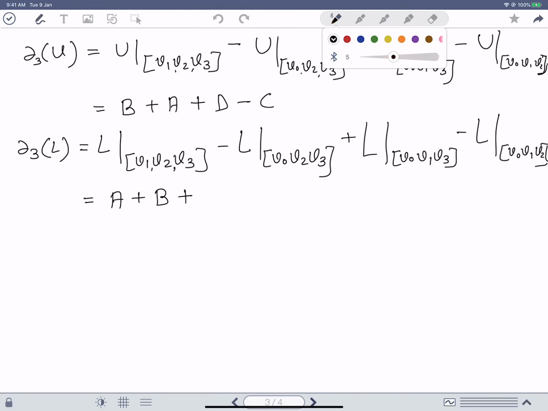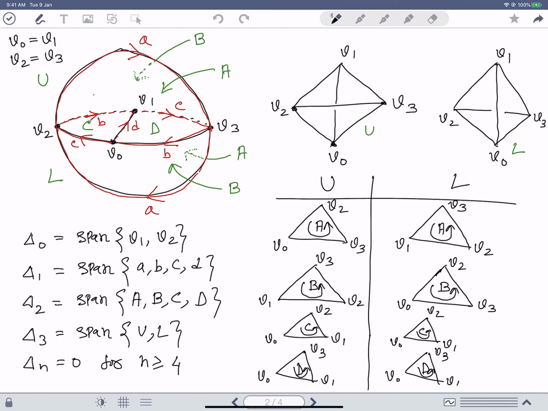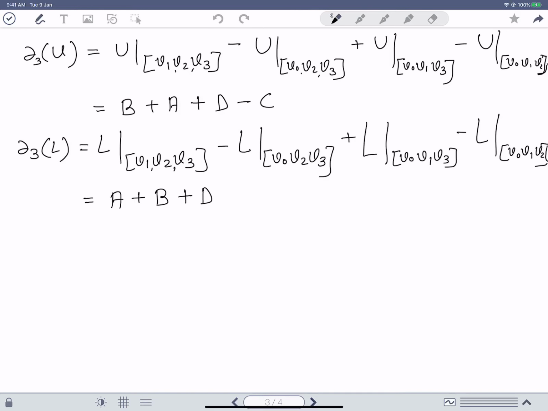So we have similarly positive D, and since we have already seen that V0, V1, V2 means you can check, this is my C. So V0, V1, V2. Okay. And we know that this is also positive orientation here. This one, right? So we have minus C. So this is my boundary of U and boundary of L.